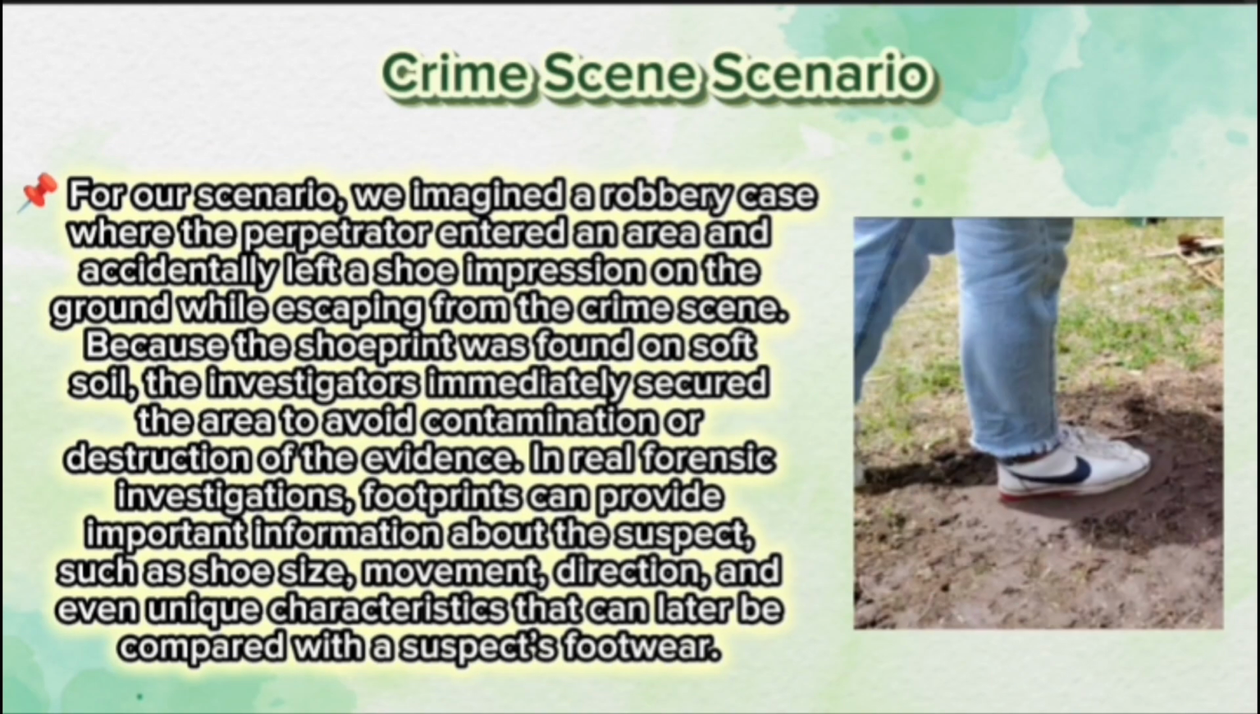For our crime scene scenario, we imagine a robbery case where the perpetrator entered an area and accidentally left a shoe impression on the ground while escaping from the crime scene. Because the shoe print was found on soft soil, the investigators immediately secured the area to avoid contamination or destruction of the evidence. In real forensic investigations, footprints can provide important information about the suspect, such as shoe size, movement, direction, and even unique characteristics that can later be compared with the suspect's footwear.